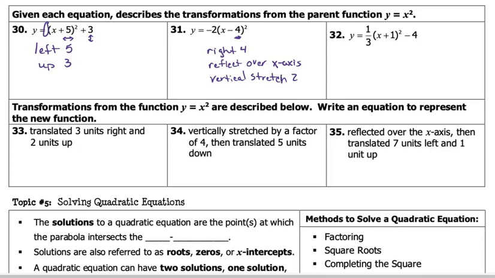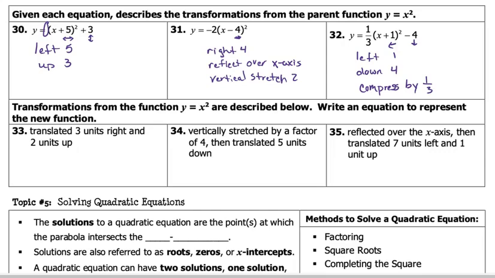Okay, number 32. I'm just going to start with right and left. So this is -1, so I know that this goes left 1. The -4 tells me it goes down 4. It's positive, so I don't have to worry about a reflection, but I have a 1/3, so that means I'm going to compress by 1/3, which means it's going to push down towards the x-axis. It's going to flatten.